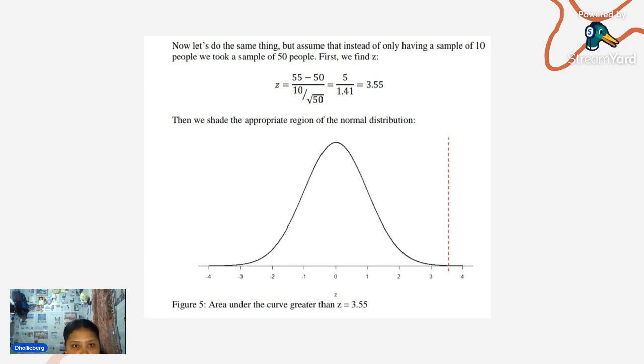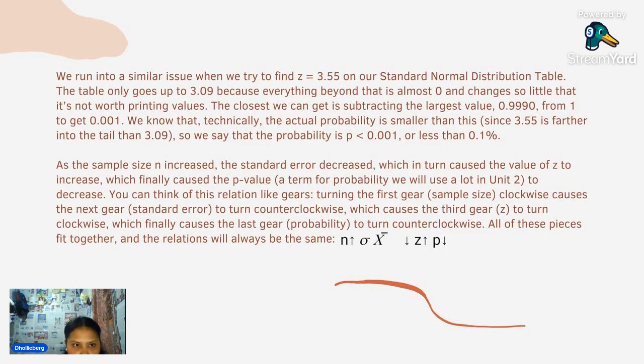Then, we shade the appropriate region of the normal distribution. Next. We run into a similar issue when we try to find z equals 3.55 in our standard normal distribution table. The table only goes up to 3.09 because everything beyond that is almost zero and changes so little that it's not worth printing values.